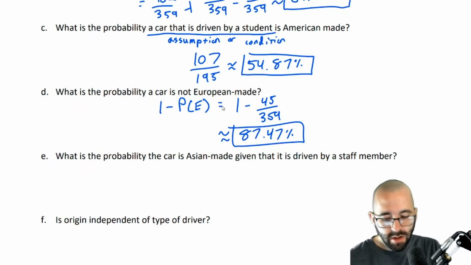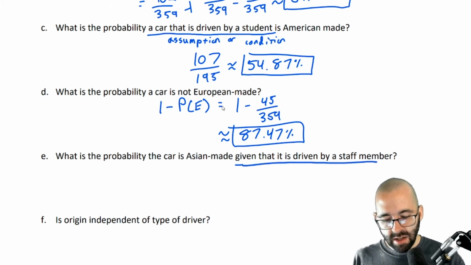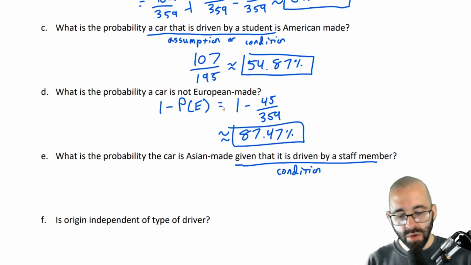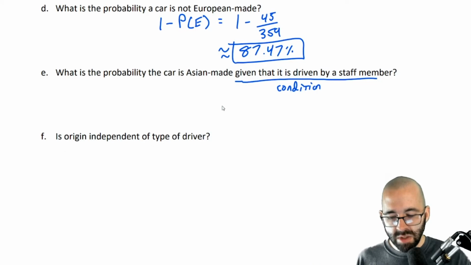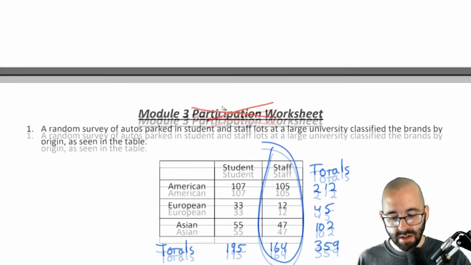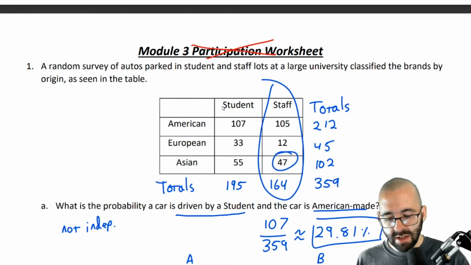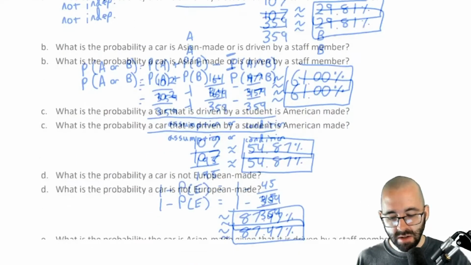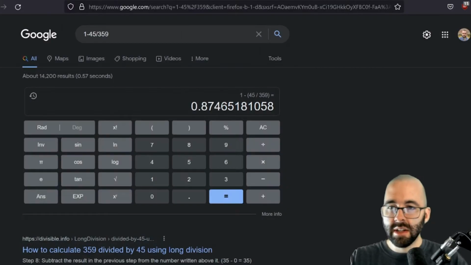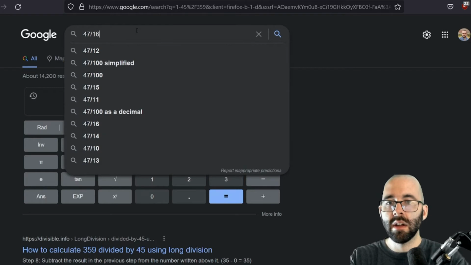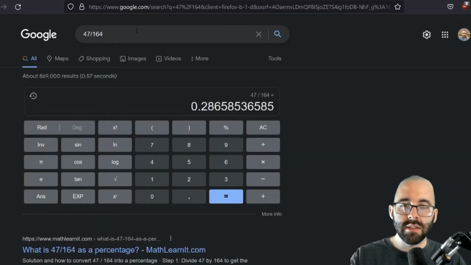What's the probability that the car is Asian made given that it's driven by a staff member? So again, this is our assumption, our condition. So we're only looking at cars driven by staff members. We're only looking here. What's the probability out of those cars that it's Asian made? That's going to be 47 out of 164. Again, type that into a calculator. See what we get. 28.66.